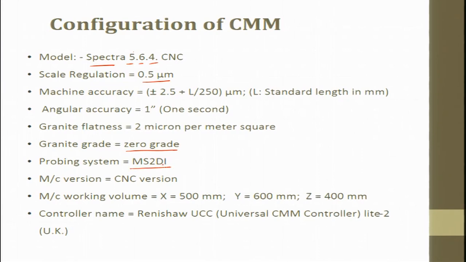Probing system, this is the name of the probing system here. Machine version is CNC version. Machine volume is, as I said, 564. In X direction we can move 500 mm, in Y direction we can move 600 mm, in Z direction we can move 400 mm. The controller name is Renishaw UCC, Universal CMM Controller Lite 2, from UK.